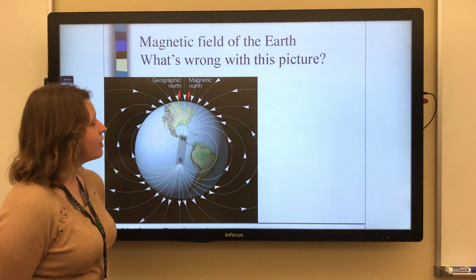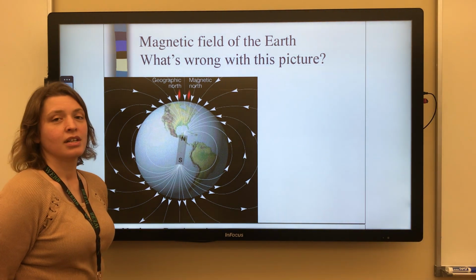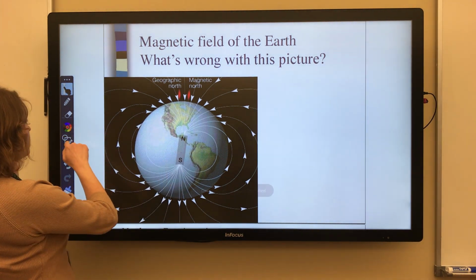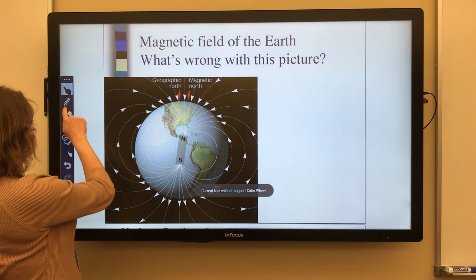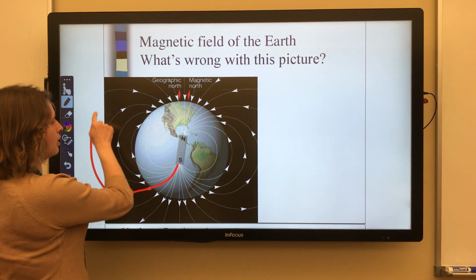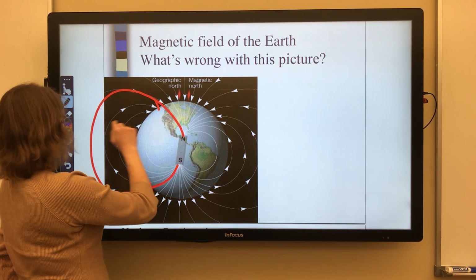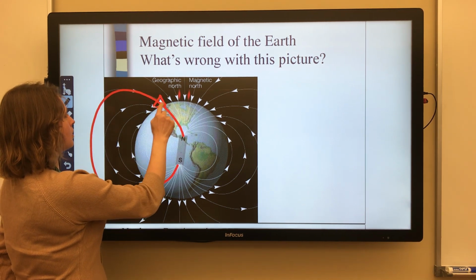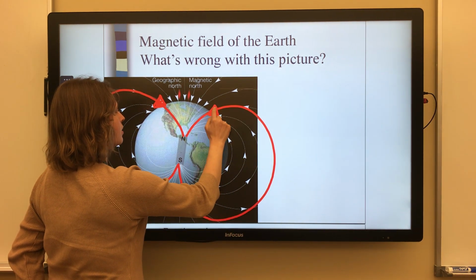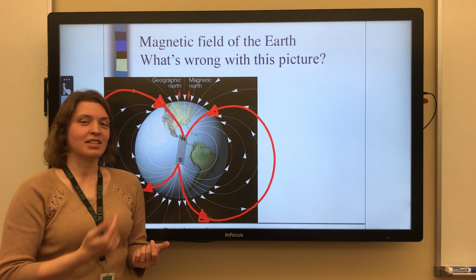Here's an illustration for you. This is showing the magnetic field of the Earth. And the question is, what's wrong with the picture? So you've got some magnetic field lines around the Earth. I've got some of these field lines, and they loop around, and they come over here and stop. And these loop around this way, they come here and stop. What changes do we want to make to this? Again, this is an illustration from a textbook.